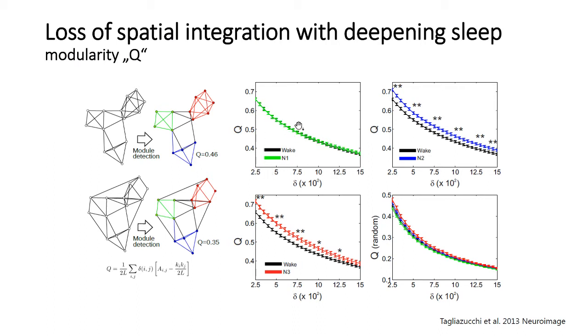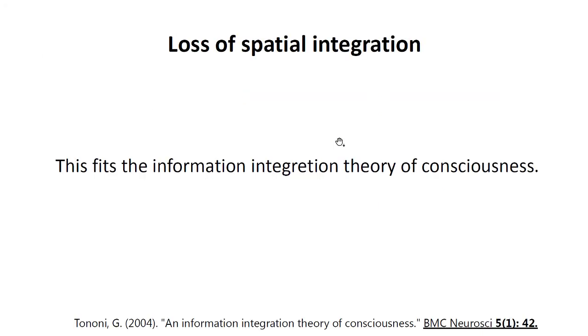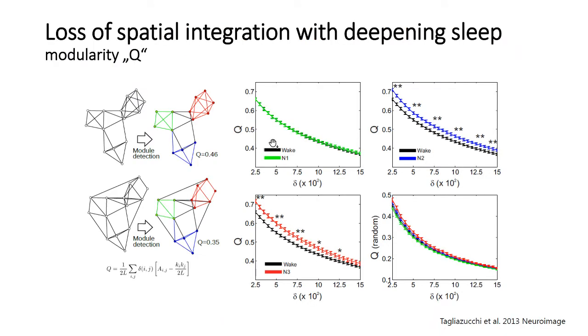It's not different from wakefulness, but N2 sleep and N3 sleep, which are these two panels, have a higher modularity, so the networks become less integrated. And this is interesting because we studied this because of a possible link with information integration theories of consciousness, such as the theory of Tononi. I'm not going to go into detail, but the theory basically says that consciousness is related to the capacity of the brain to integrate information. And if the networks become extremely modular, of course, there is a loss of functional integration.